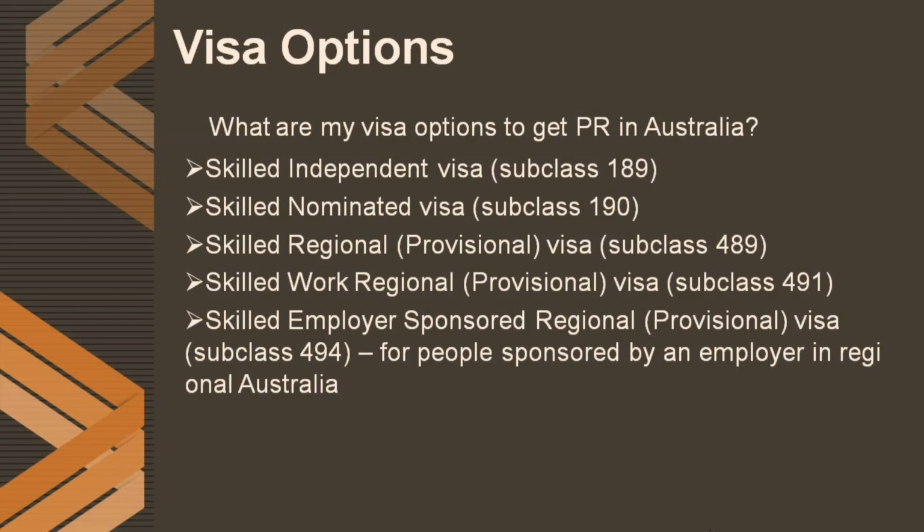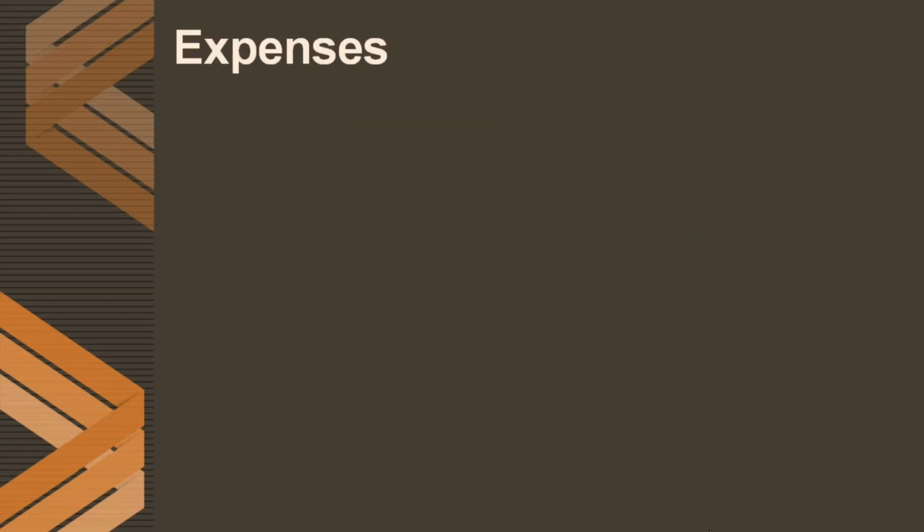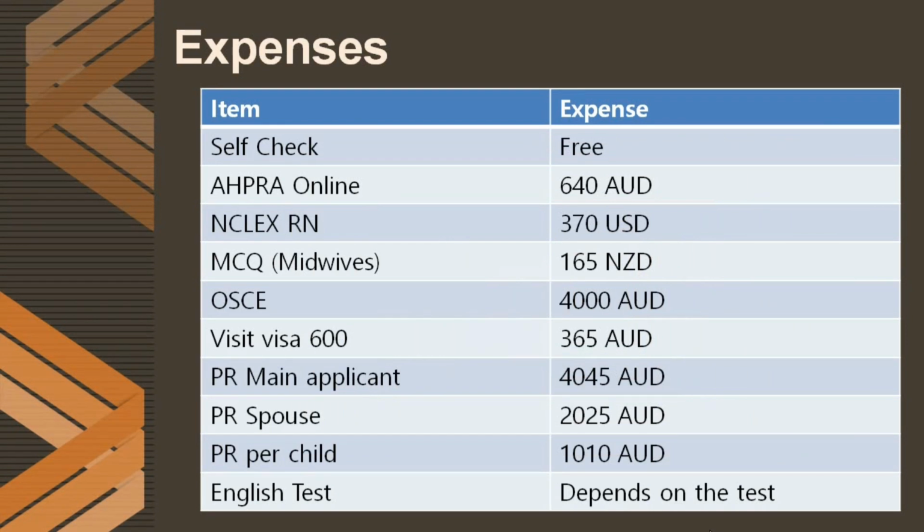So if you do not get these visas, you can apply for the work visa, or you can find a job and get the work visa. And what are the expenses? So the main expense, the self-check, is free. So do not go to any agency and just pay whatever money they ask only for doing a self-check. It is free of cost.